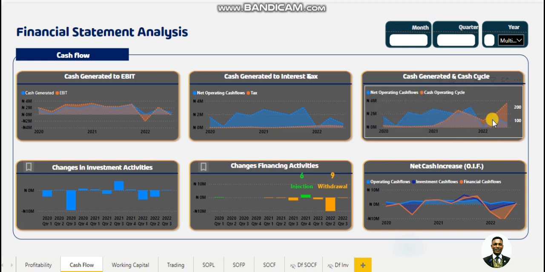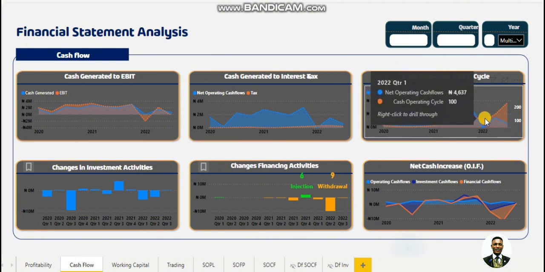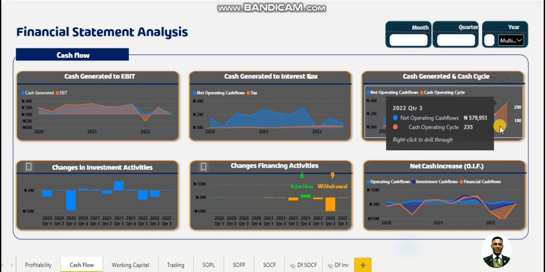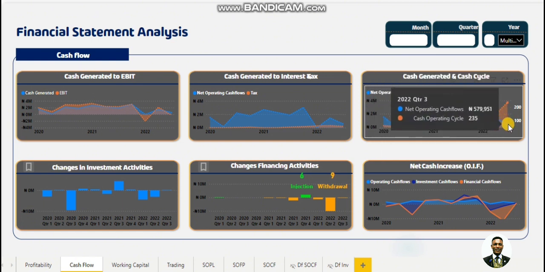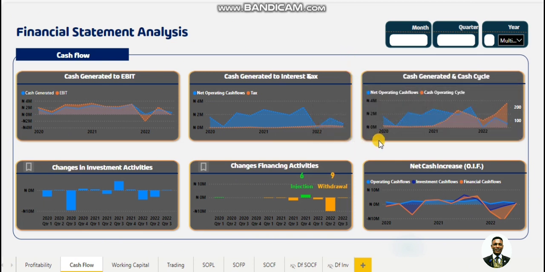When the number of days suddenly starts decreasing, what do we see? We see the cash flow coming up again. But then, as the number of days increased further, we see a decrease this time. So this clearly shows that the cash operating cycle and the operating cash flow are negatively related.